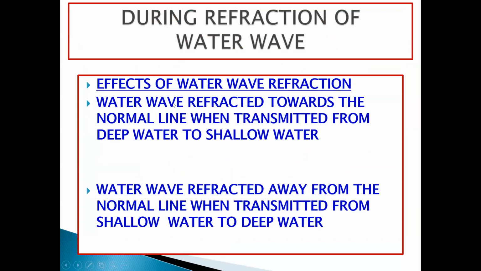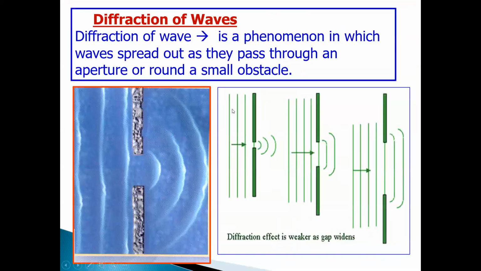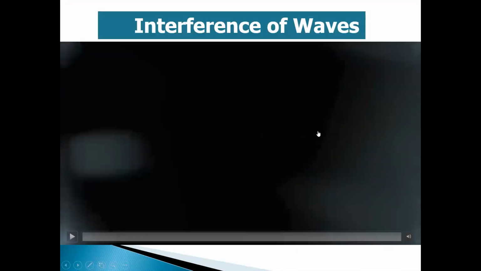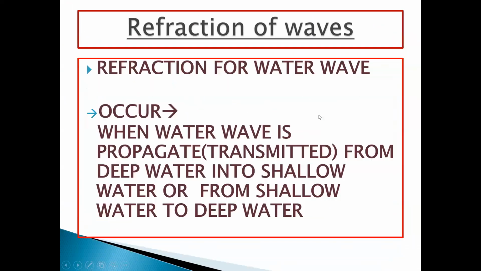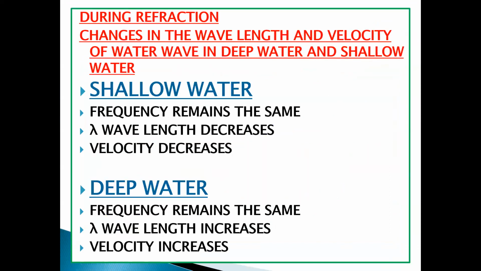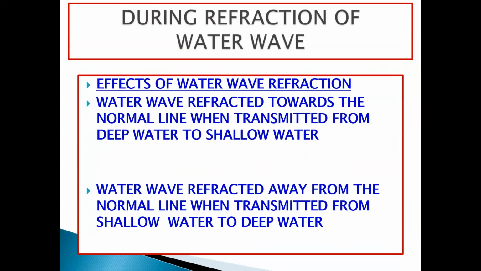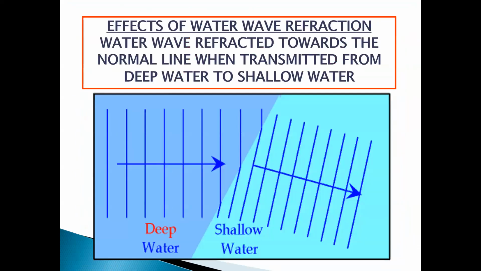So if they are moving from deeper to a shallow area, they are refracted towards the normal. Deeper to shallow area, they are refracted towards normal. Shallow to a deeper area, they are refracted away from normal. Next, this is the idea of refraction. You should know, deeper area to shallow area, the wave is actually refracted towards the normal.